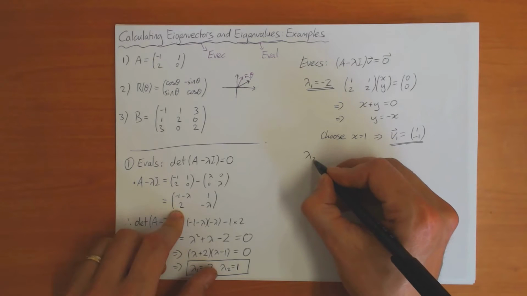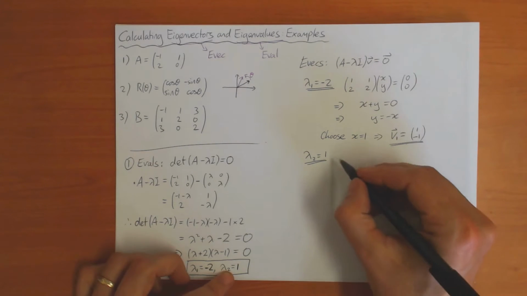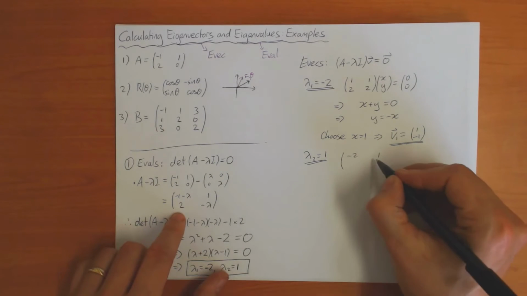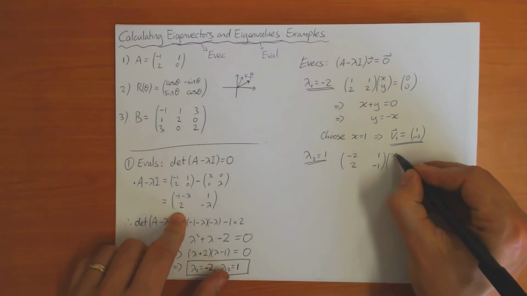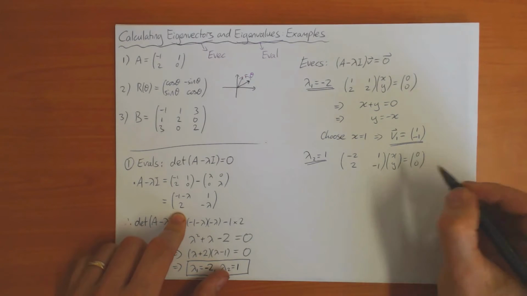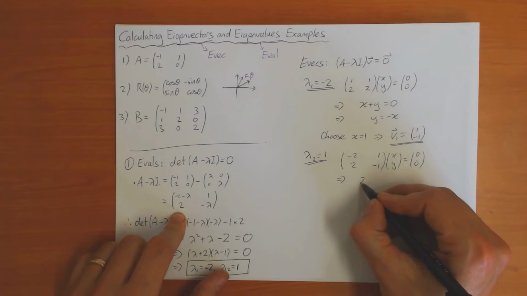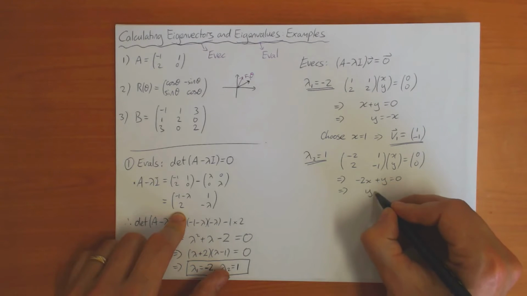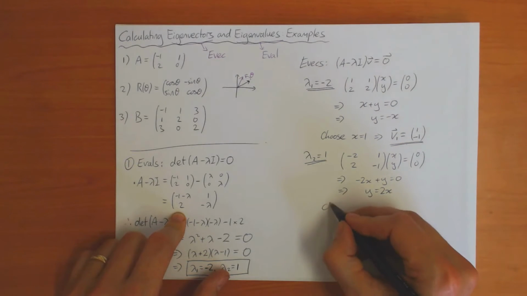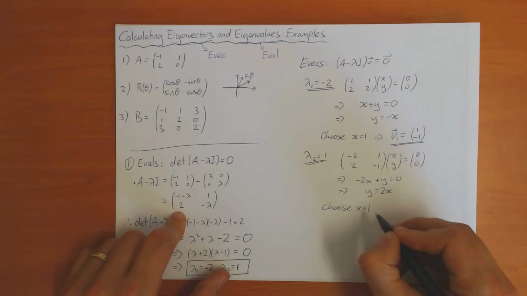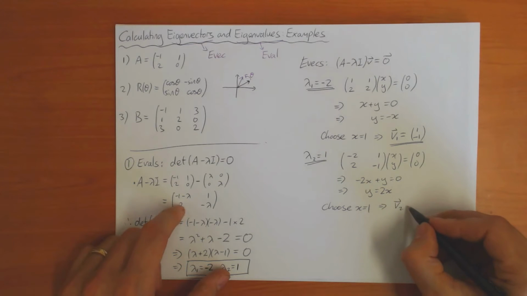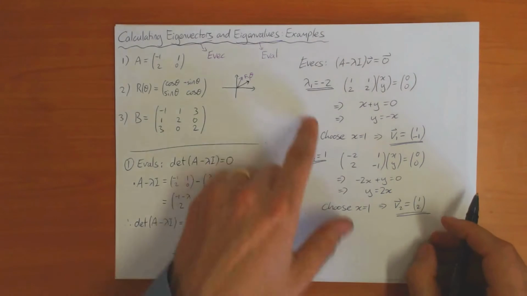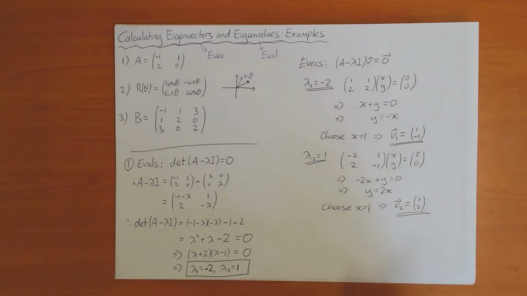Okay, so then we should repeat it again for the second eigenvalue. If I put lambda equals 1 into here, I get [-2, 1; 2, -1] times (x, y) equals (0, 0). That tells me that minus 2x plus y equals 0. So y is 2x, and again I'll choose x equals 1. So then I get the second eigenvector, x is 1, y is 2. Okay, so that's the answer. These are the 2 eigenvalues and the 2 eigenvectors.